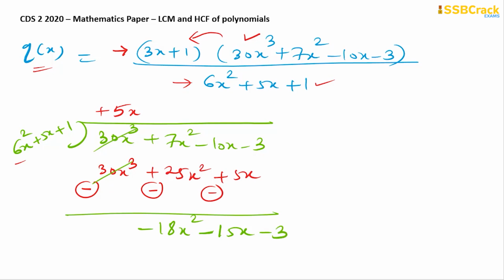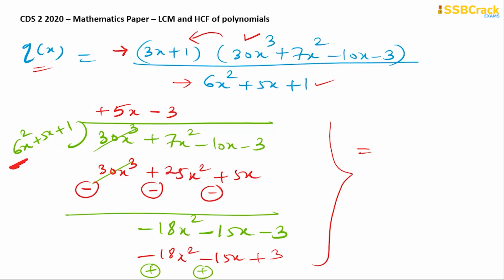And now we want what? From this 6x², we want this −18x². So it's a product of −3. −3 into 6 will be −18x². Then −3 into +5 will be −15x, isn't it? Minus into plus, so −15x, and −3 into +1 is −3. So what do you get? Let us write here. We are getting the resultant by subtraction, so we will change the sign. So it's plus, plus, plus. You would see that here +18 and −18 cancel, +15 and −15 cancel, +3 and −3 cancel. So we are getting the remainder 0.